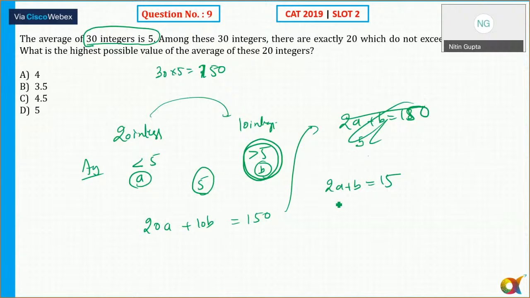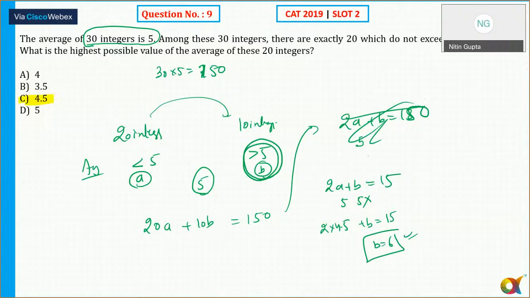And if 2a plus b is equal to 15, and if I take a equal to 5, then b also comes out to be 5, which is not possible. B has to be more than 5. So the next possible option is 4.5. If I take a equal to 4.5, then 2 into 4.5 is 9, so b equal to 6 is very much possible here. So the answer is option C, which is 4.5.